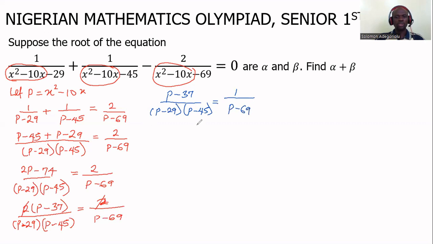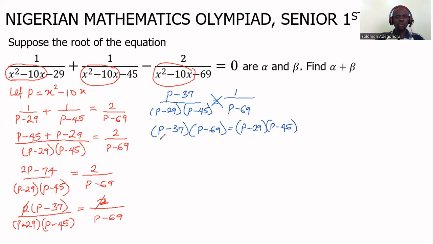So from here, we cross multiply. Cross multiplying gives us this multiplied by this, and this multiplied by this. So we're going to have P minus 37 multiplied with P minus 69, is equal to these two here: P minus 29 multiplied by P minus 45.